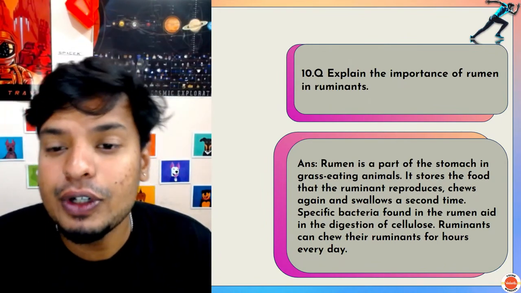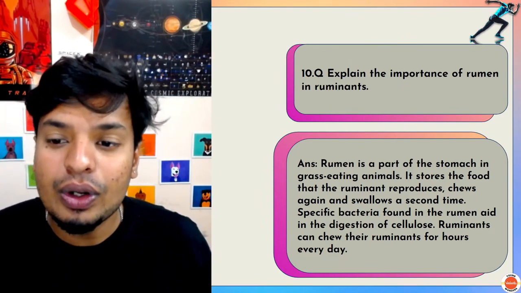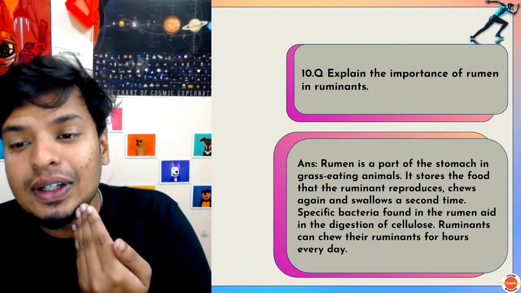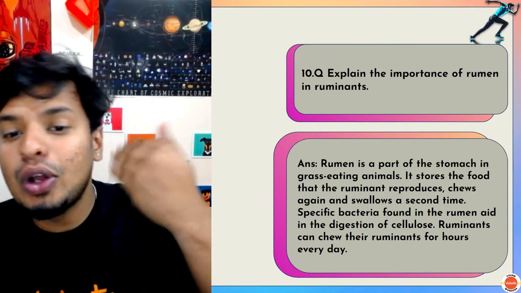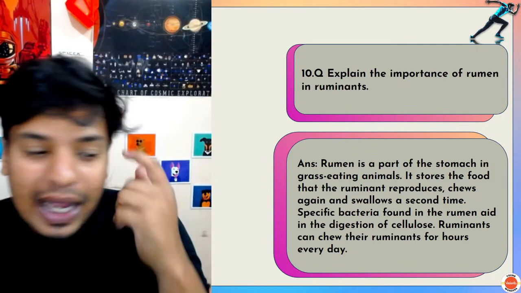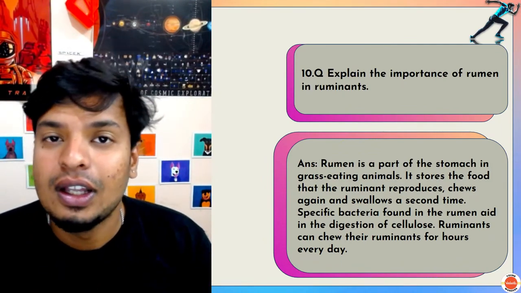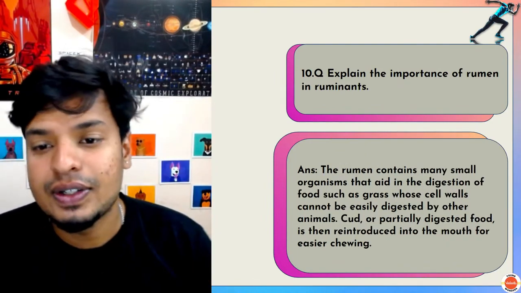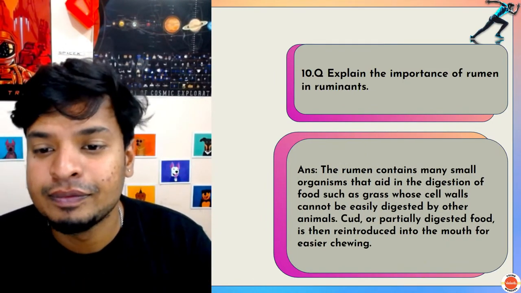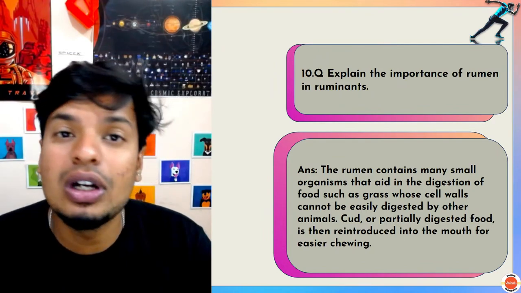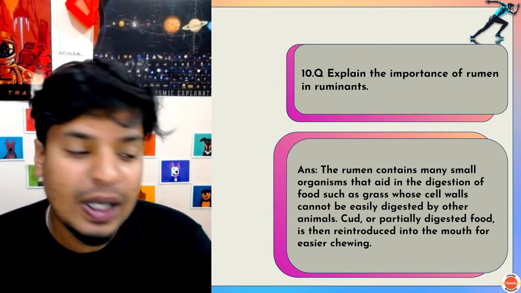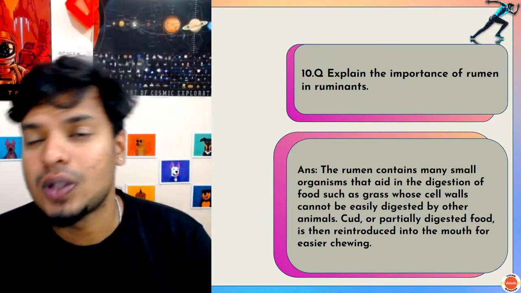It stores the food and the ruminant regurgitates it, chews it, and again swallows it. There are specific bacteria found in the rumen which will break down the cellulose. And then it absorbs all the nutrients. That partially digested food is called cud. That's why the cows keep on chewing like this.